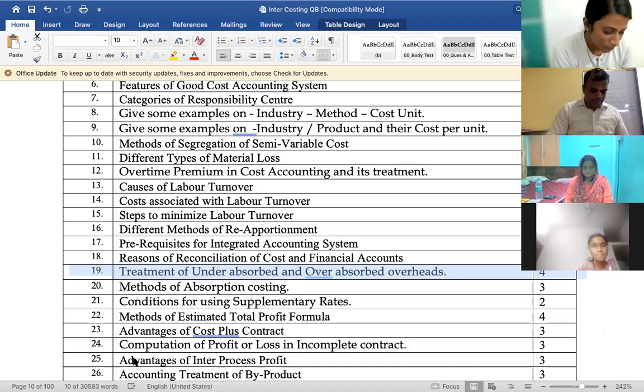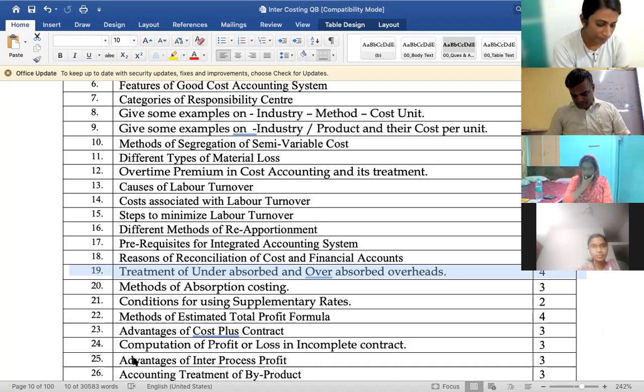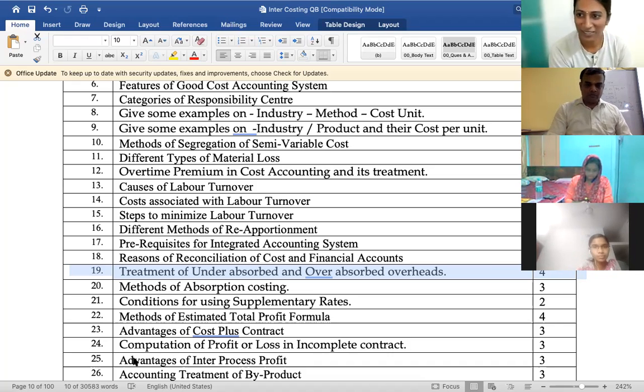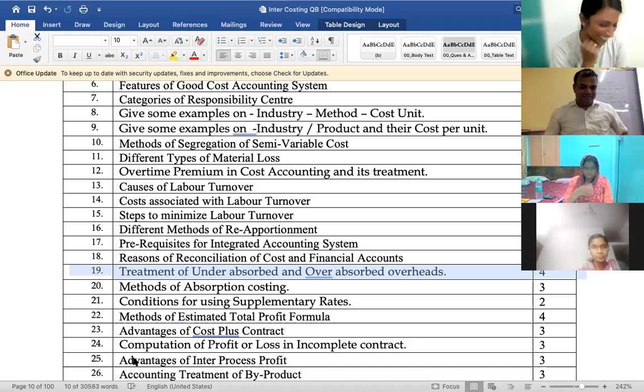Overhead expenses are usually applied to production on the basis of predetermined rates. Treatment of under absorbed and over absorbed overheads in cost accounting. Overhead expenses are usually applied to production on the basis of predetermined rates.